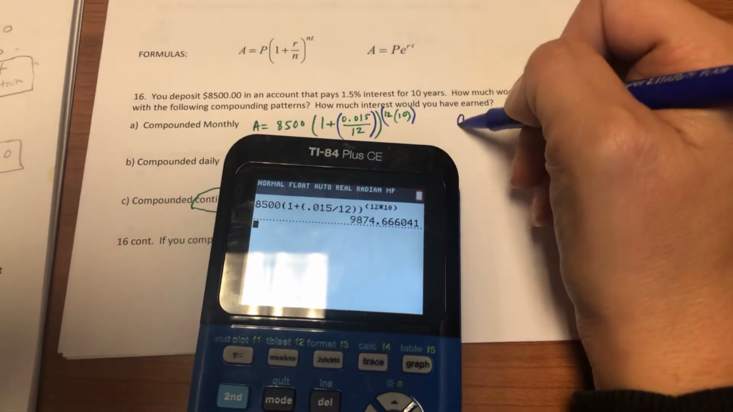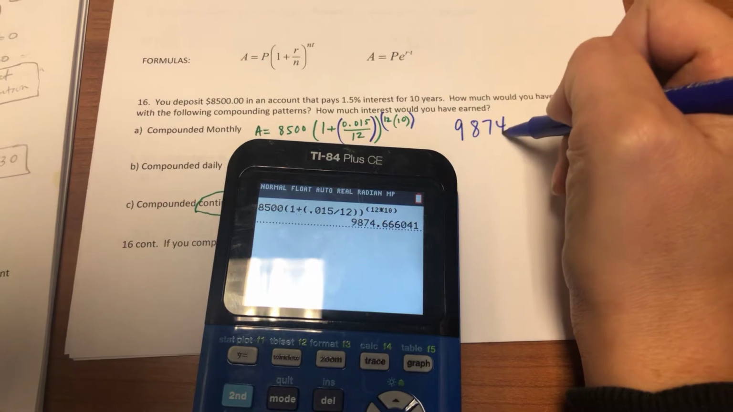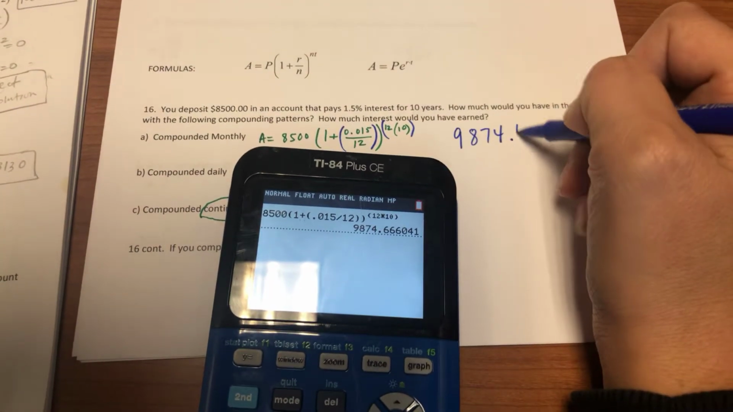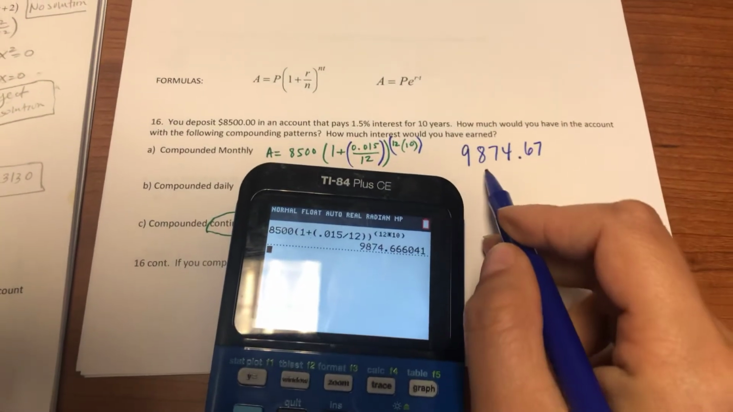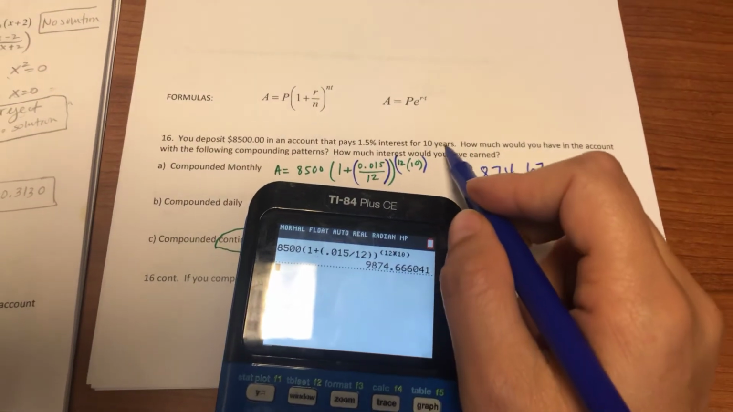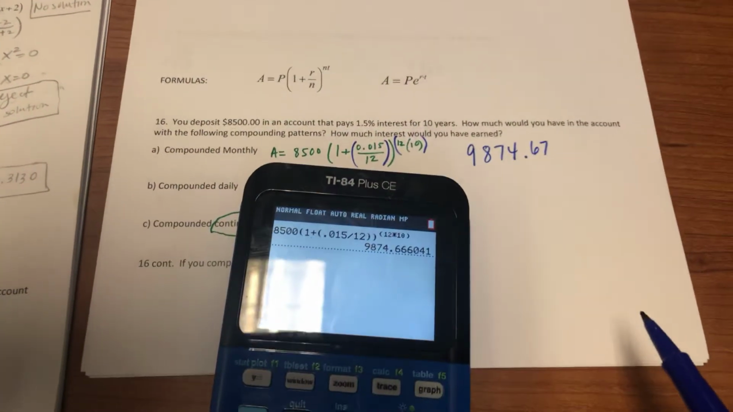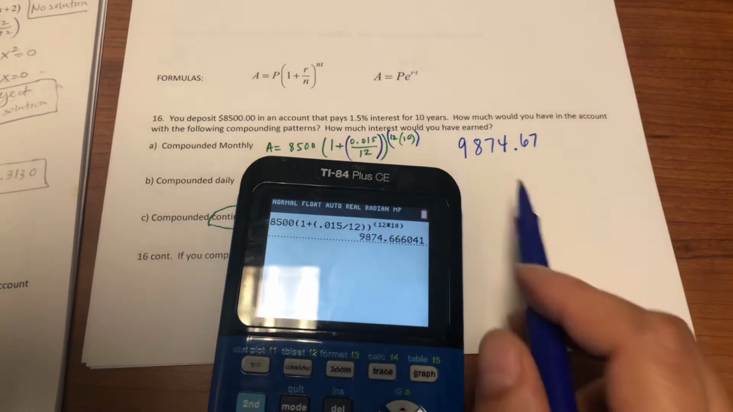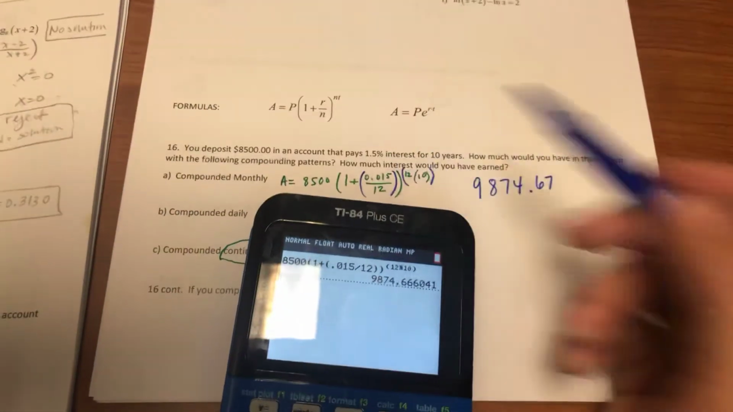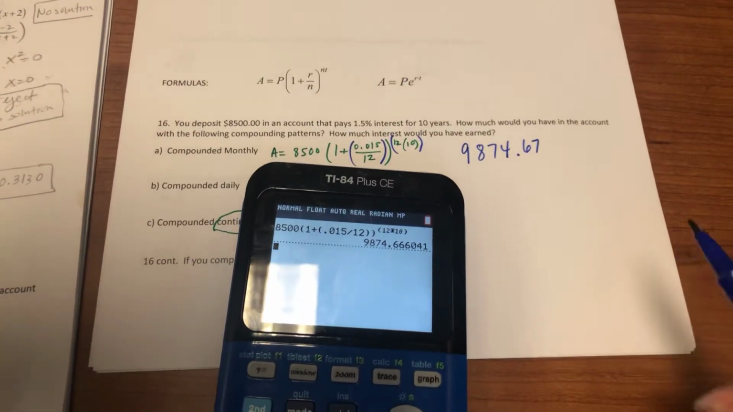So for monthly, I get $9,874.67. Again, remember this was my future amount after 10 years with depositing an original amount of $8,500. That seems appropriate for that small interest rate over 10 years, compounding monthly.